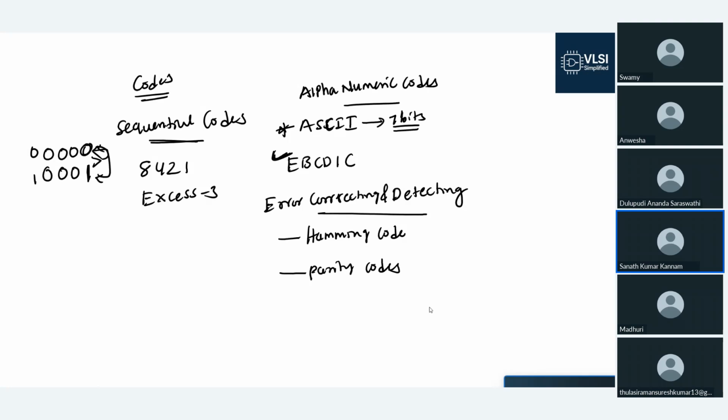Today we discussed the representation of negative numbers. Those are represented in 3 forms: sign magnitude form, 1's complement form, and 2's complement form. And we have seen how to do subtraction by using 1's complement and 2's complement. In that we have seen larger minus smaller and smaller minus larger.